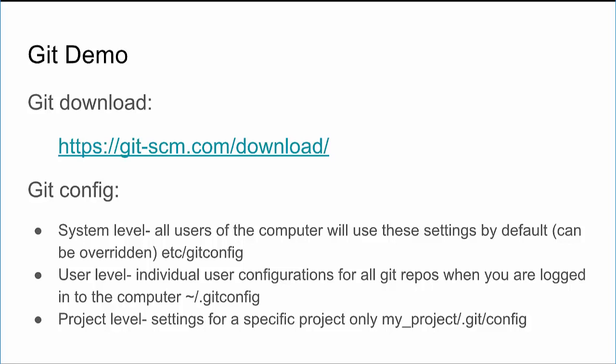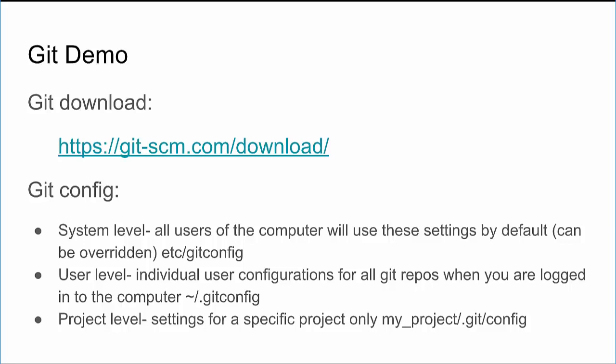Then we have user level configurations. These are individual user configurations for all Git repos when you're logged into your computer. These are stored in a file called .gitconfig in your home directory. And most of the time this is where you're going to put your config settings, since we rarely share our computers with others. And then there's project level settings. These are settings for a specific Git repository only. These are stored in a file called config in your .git project directory. We'll see that in a moment.